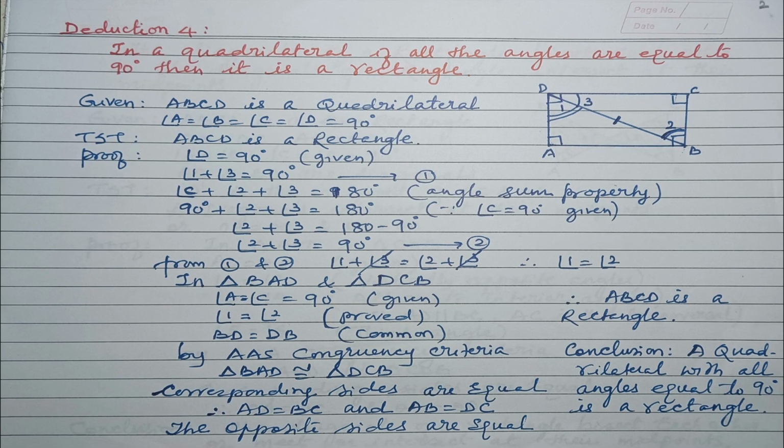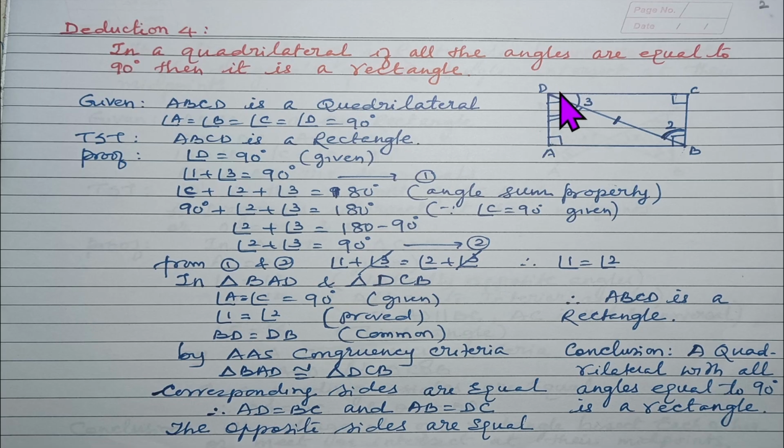Now deduction number 4. The property is, in a quadrilateral, if all the angles are equal to 90 degrees, then it is a rectangle. The meaning of the statement is that ABCD is a quadrilateral, and angle A, angle B, angle C and angle D are equal to 90 degrees. Now we have to show that the quadrilateral ABCD is a rectangle. Let us understand how to logically prove it. We are given that ABCD is a quadrilateral with angles A, B, C and D equal to 90 degrees. We have to prove that ABCD is a rectangle.